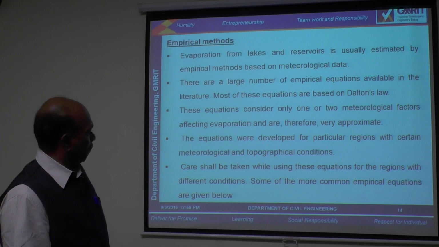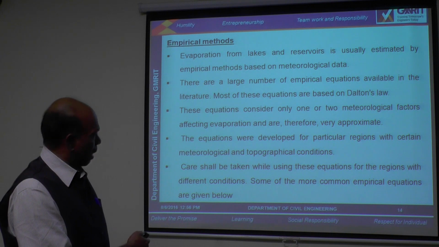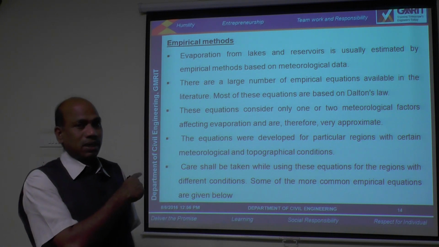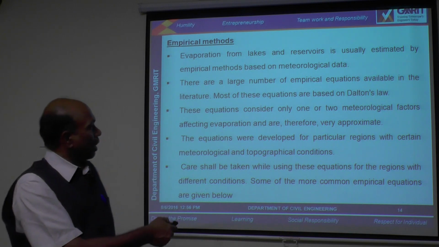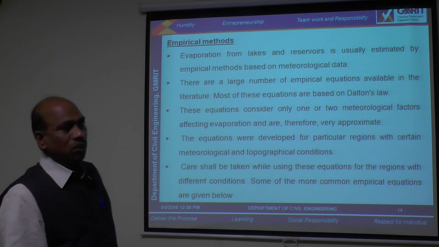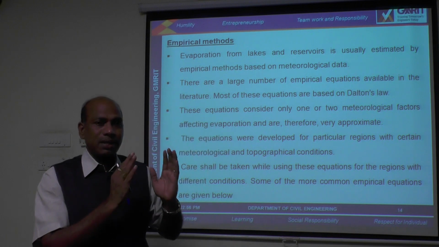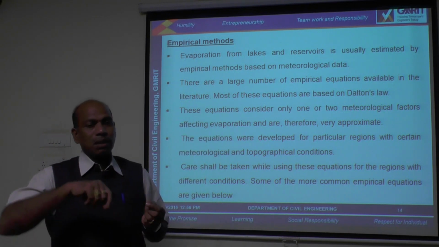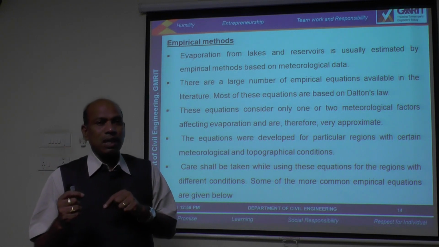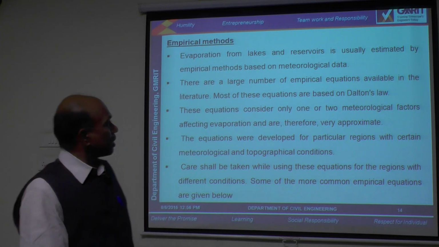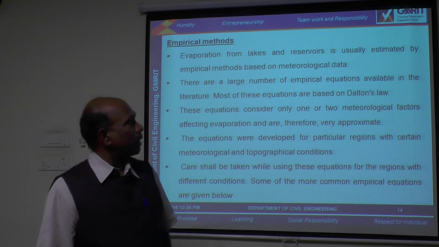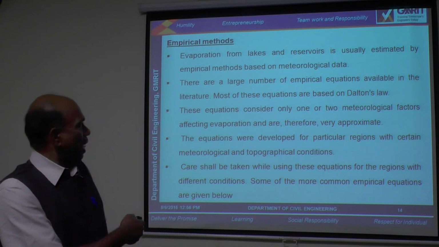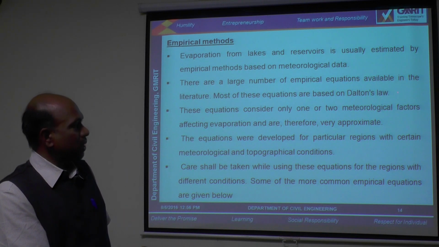And then empirical formulas. These empirical formulas are like the Dalton equation, that we already discussed earlier. You know the evaporation rate is equal to some constant times the saturated vapor pressure at the water temperature minus the actual vapor pressure. Evaporation from lakes and reservoirs is usually estimated by empirical methods based on the meteorological data. These empirical methods are like Dalton's equation.